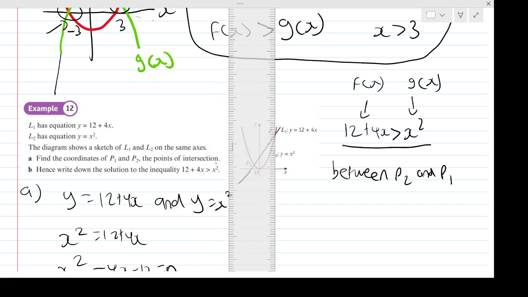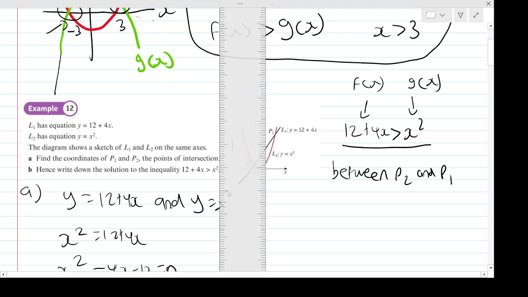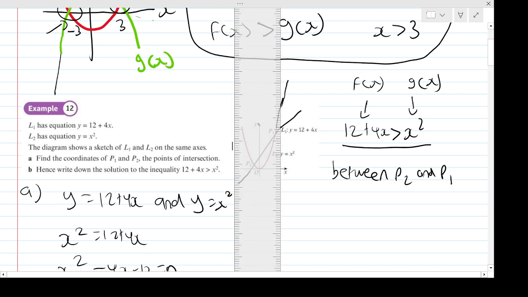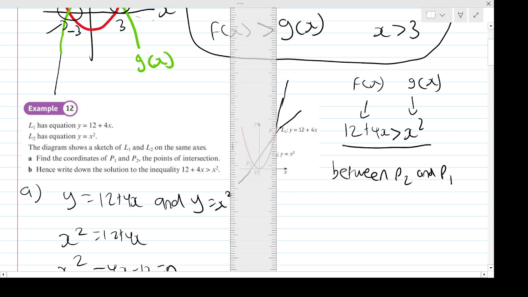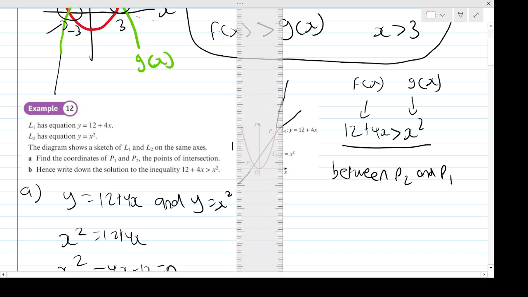But then what happens after we reach the second point, P1? After that point, if we were to continue on the graph to help you visualize, the curve then would always be above the line. So at that point the line is below the curve, so that means 12 plus 4x would be less than x squared, okay?